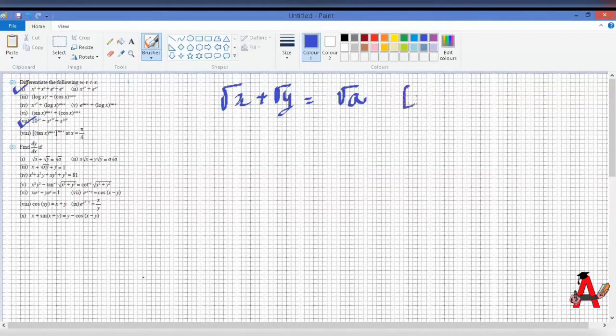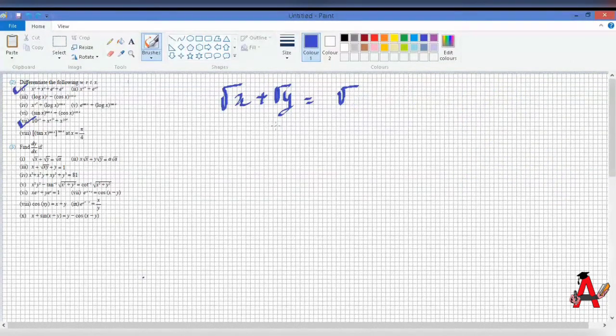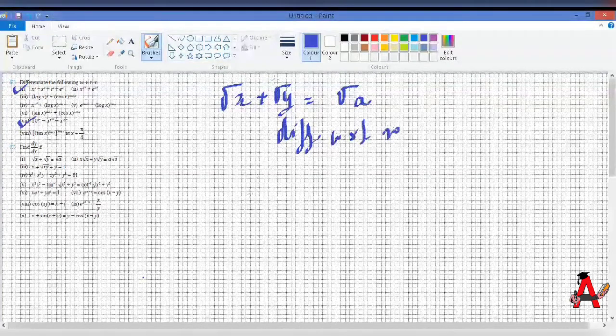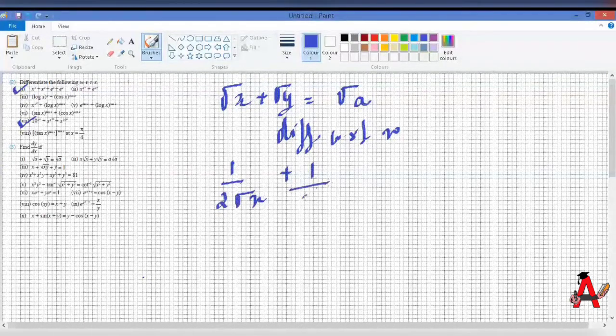Here you have to remember one concept: d by dx of x square is equal to 2x, but d by dx of y square is not equal to only 2y, it is 2y into dy by dx. This chain rule concept will be used here. Now, root of x plus root of y is equal to root of a. This is the question which is given. Now you will differentiate with respect to x. You will get the derivative of root of x as 1 upon 2 root x, plus the derivative of root of y as 1 upon 2 root of y into dy by dx, and the derivative of a constant is 0.